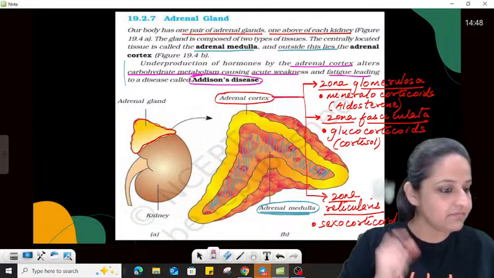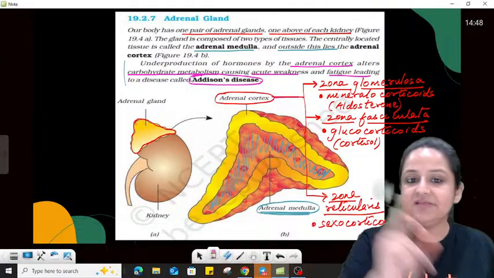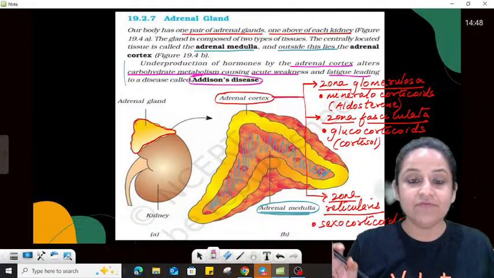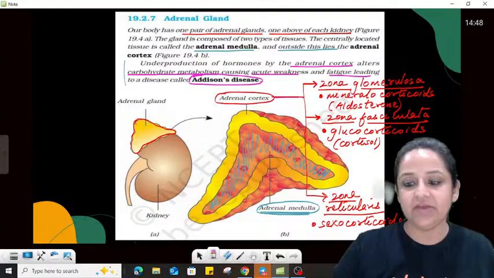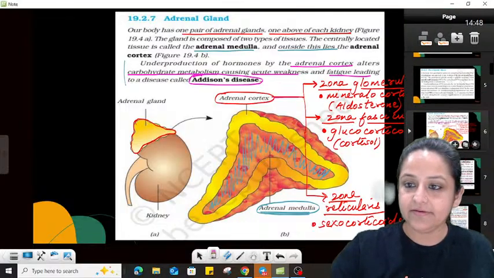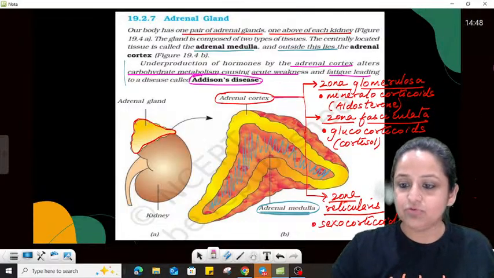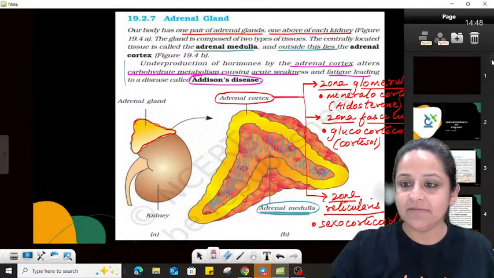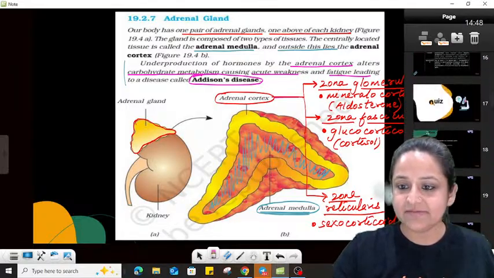Clear? This is about the adrenal glands. So we have done each and everything of the adrenal glands. I hope this part is clear. In case you feel that there is some doubt, you can ask me.